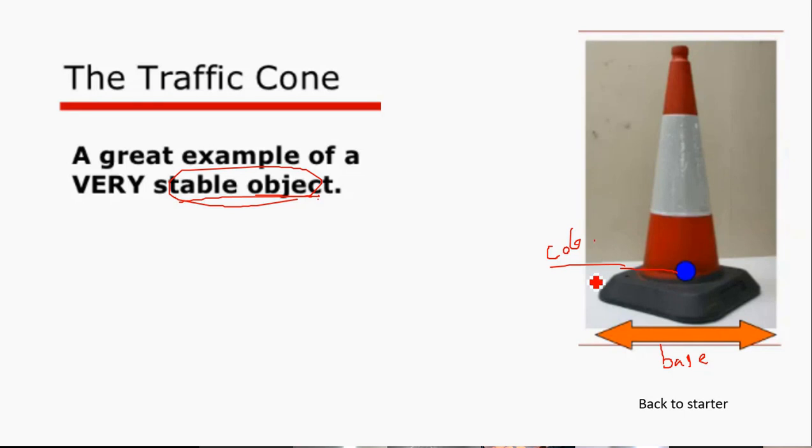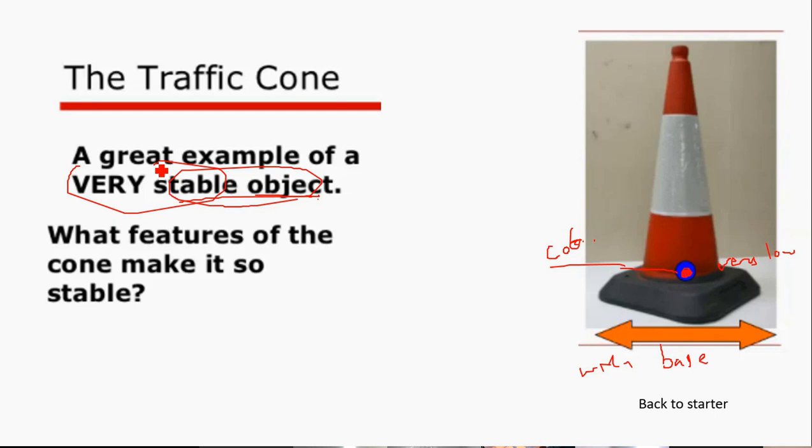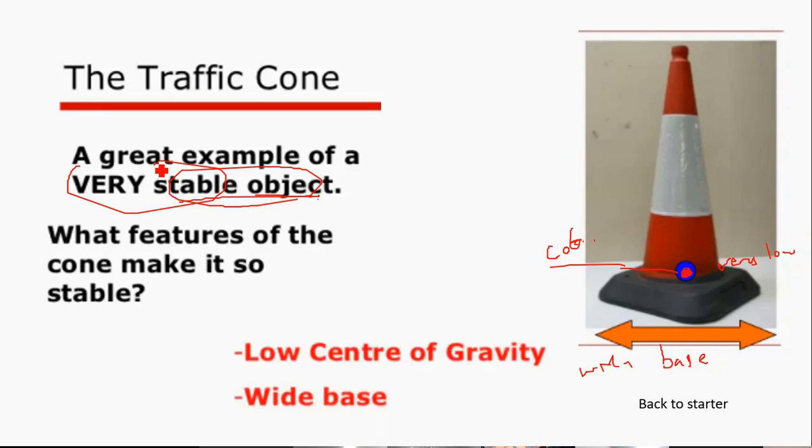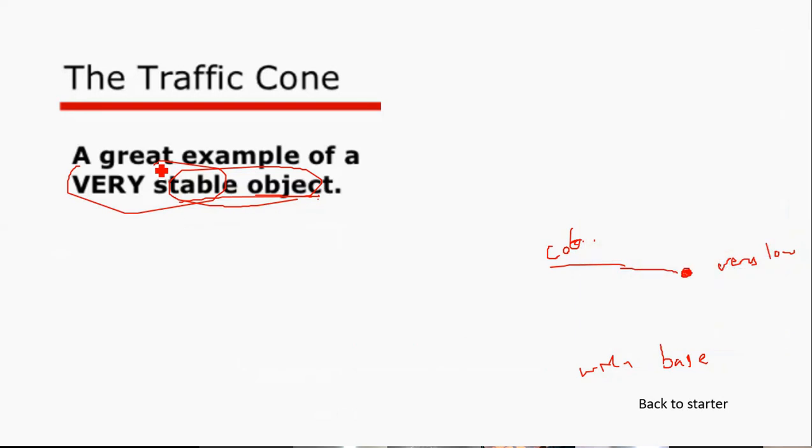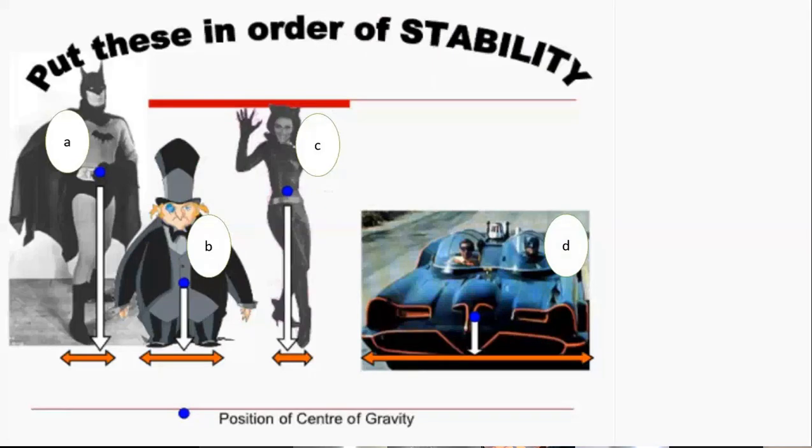What are the characteristics of the base and center of gravity? Because the base is wide and the center of gravity is very low. This is the position of the center of gravity, very low, and a wide base. That's why the traffic cone is a very stable object. Low center of gravity and wide base. Okay, go back to our starter questions. Can you arrange them from the most stable to the least stable?